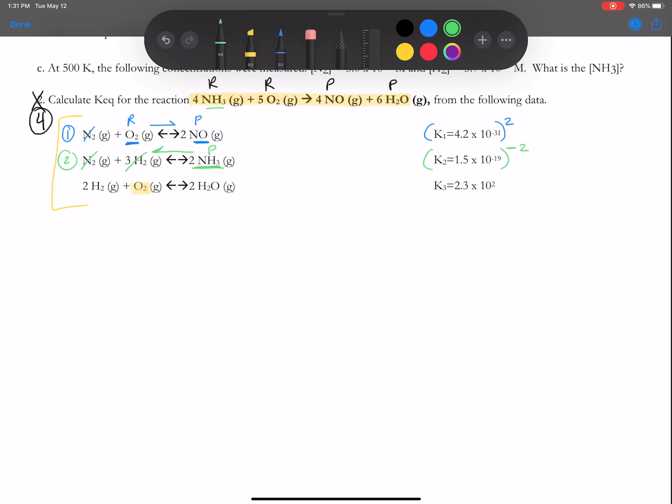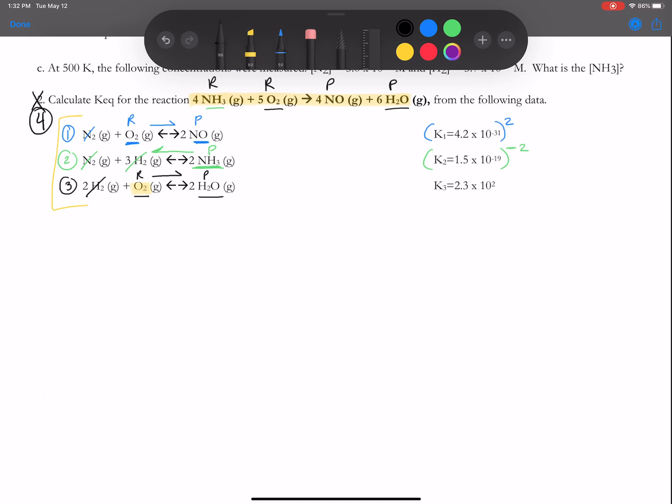For my last equation, now I'm focused on, again, searching for any of the compounds left over. There's no H2 anywhere in this equation, so that's not my concern. But I do need an O2 and I do need an H2O. Notice that in my data, O2 is a reactant and H2O is a product. In my new equation, O2 is a reactant and H2O is a product. So I'm still focused on the forward reaction, which means I don't need the reciprocal.